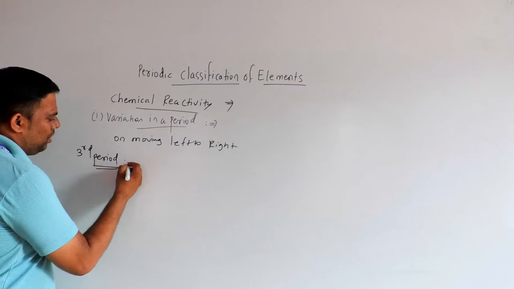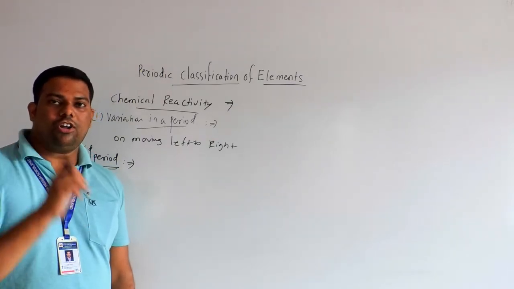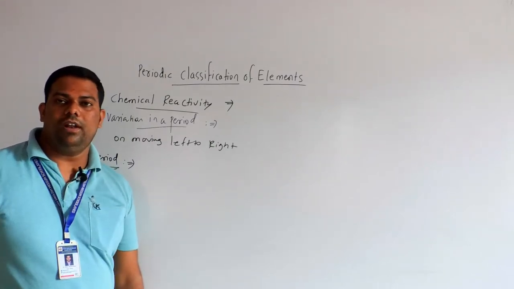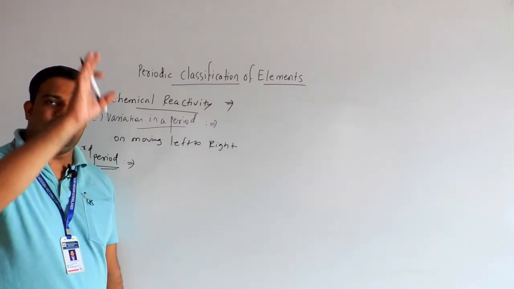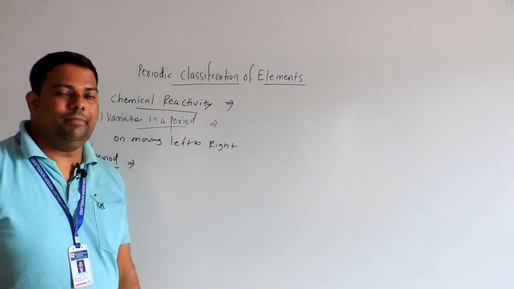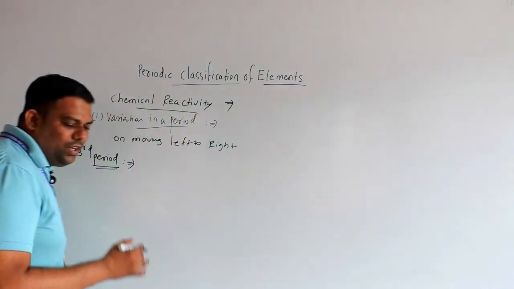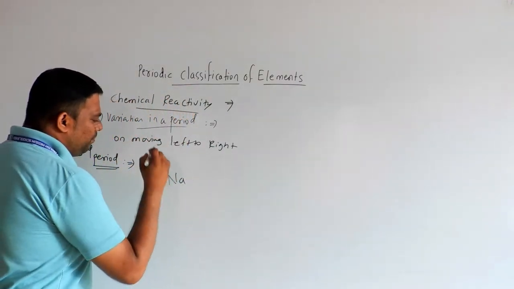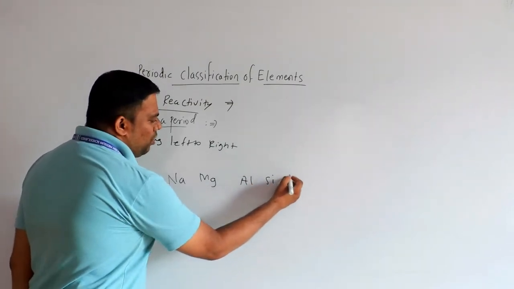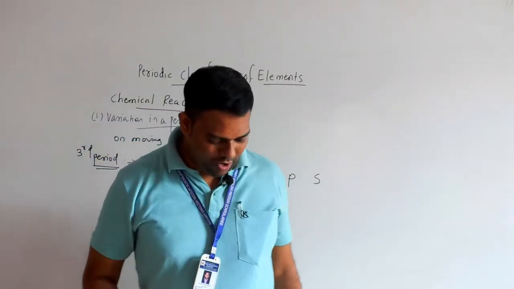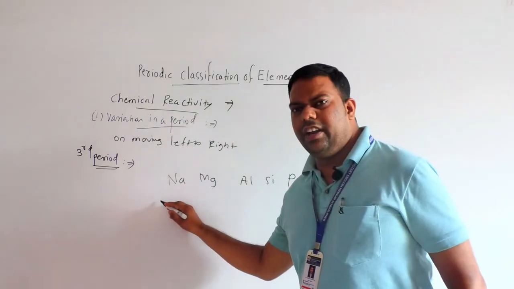Now I know you are habitual of this periodic table. You have done a lot of practice, and you are familiar with the second period, third period, then group 1, group 2 up to group 18. So in the third period, suppose we are discussing their reactivity: sodium, then magnesium, then aluminium, silicon, phosphorus, sulfur, then chlorine. Here, sodium is a very reactive metal.